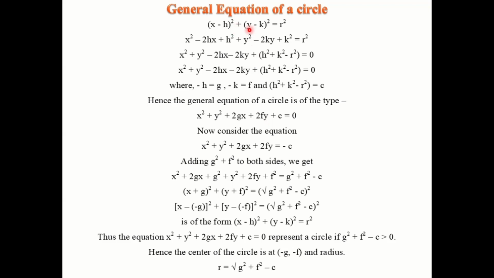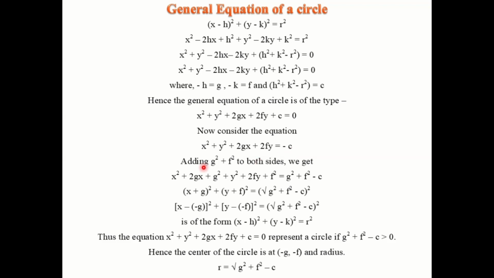When center and radius are given, we have to use the center radius form and find the equation of circle. Now the reverse case: if the equation is given, how to find the center and radius? That also we are going to see in this slide. See, this is the general equation of circle, x square plus y square plus 2gx plus 2fy plus c is equal to 0. Now consider the same equation.